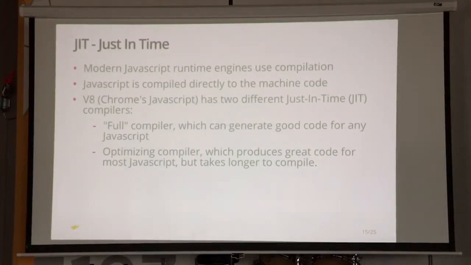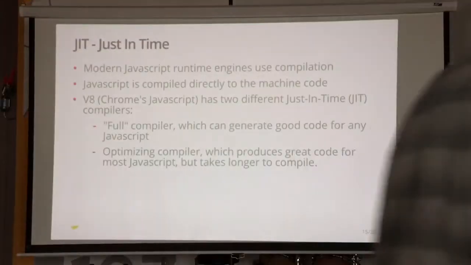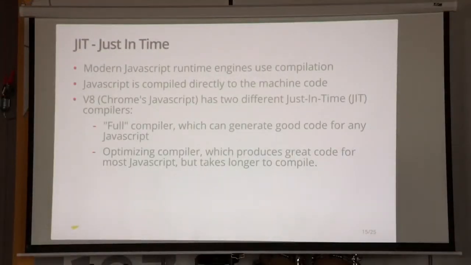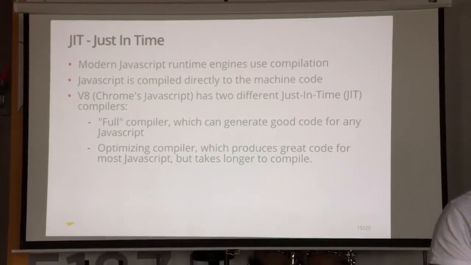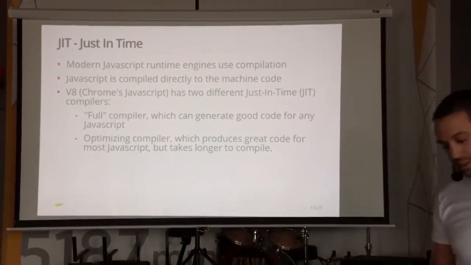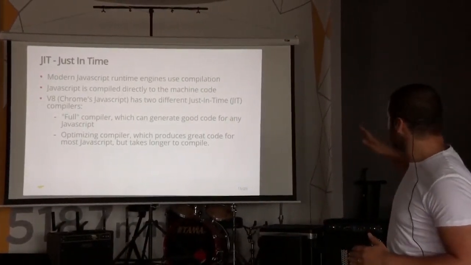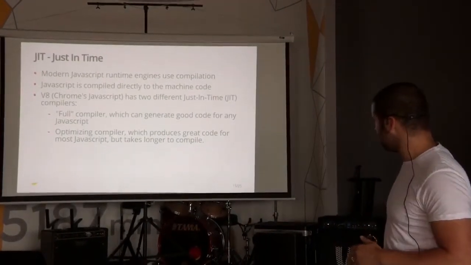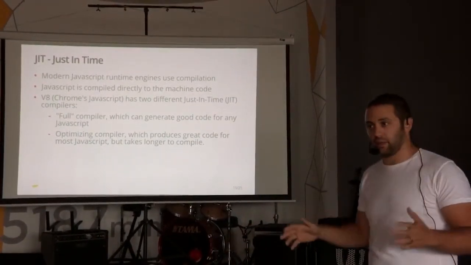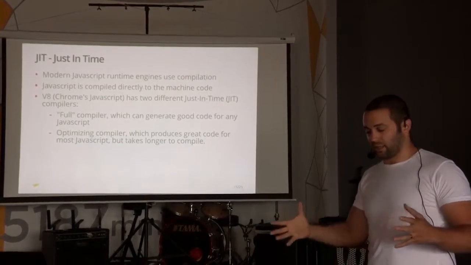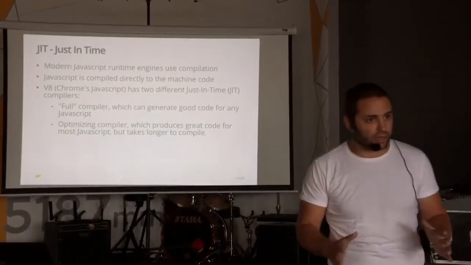So in modern JavaScript runtimes, there's just something called JIT, which is a just-in-time compiler. Modern JavaScript is really compiled to machine language, unlike, for example, .NET, which has an MSIL, an intermediate language, before the machine code that runs. And V8 actually has two different compilers. One is called the full compiler. That's really its name. This compiler gets JavaScript code, and it can run anything it gets.